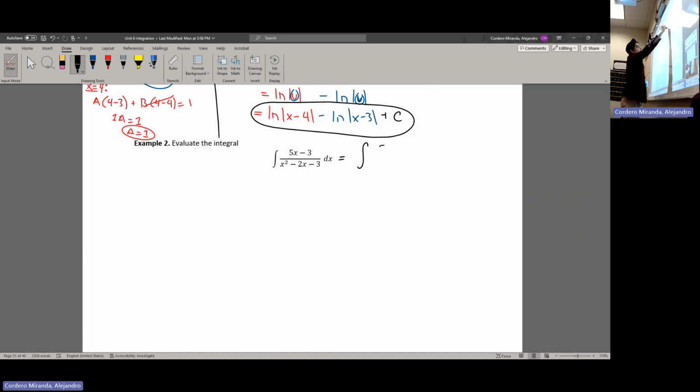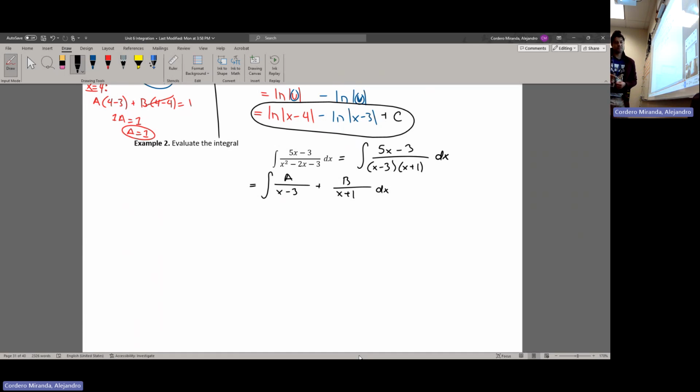So this would turn into 5x minus 3 divided by x minus 3 and x plus 1. Cool. All right. So now it did factor. So I know that that integral has to be equal to, I can split the fractions into something over x minus 3, which I don't know yet, plus something over x plus 1, which I don't know yet.